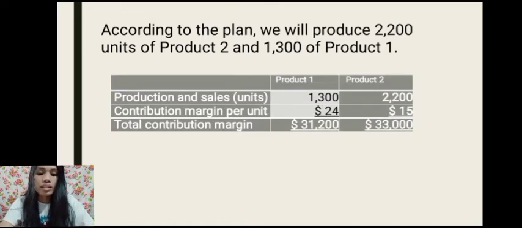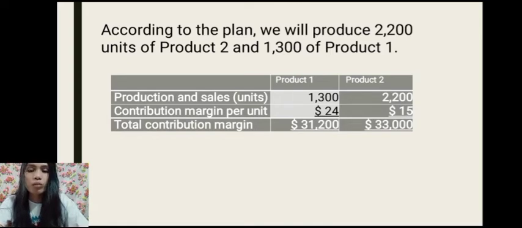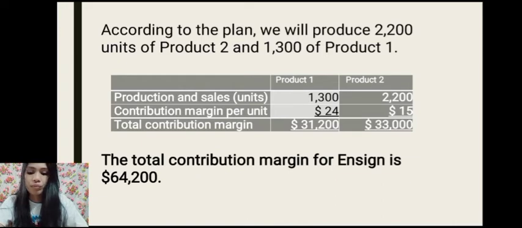So with this product mix, Ensign Company can earn a total CM of $64,200. So sa product 1, total CM is $31,200, while sa product 2, $33,000. So sa example na diniscuss natin, it clearly shows that looking at each product's unit CM alone is not enough. The contribution margin must be viewed in relation to the amount of the constrained resource each product requires. So dinagdag ko na lang din dito sa discussion ko yung summary ng steps kung paano natin ma-determine yung mas profitable use of a constrained resource.